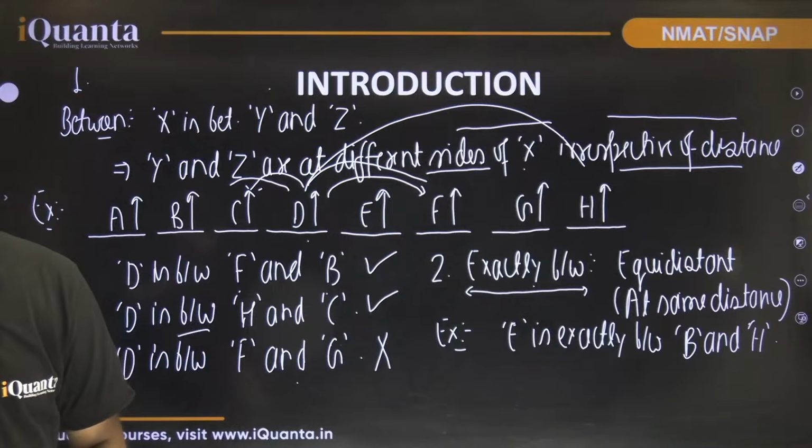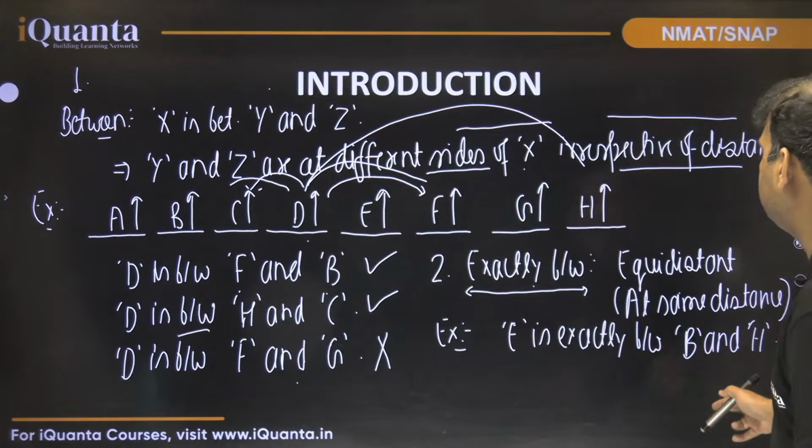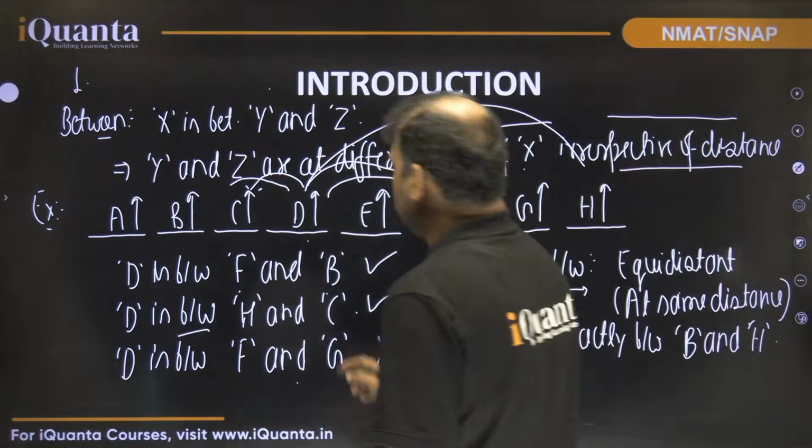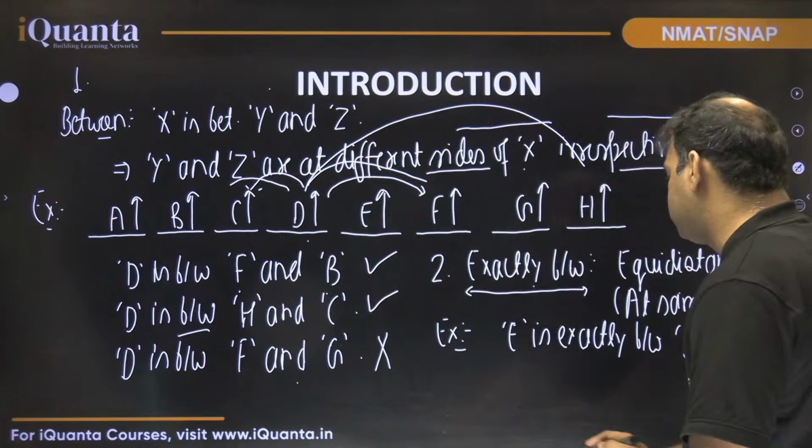Yes, guys. Very good. This is obviously correct. Okay, so we can say yes, that this is correct. E is exactly between B and H because B is third left of E and H is third right of E. So this is obviously correct.